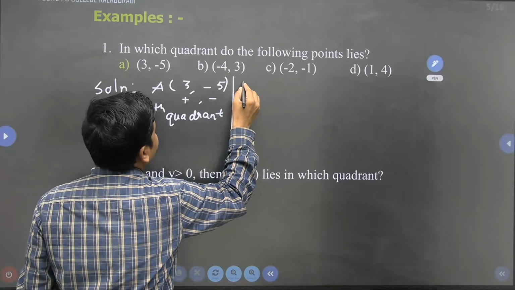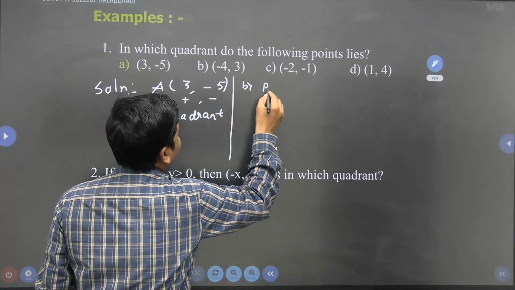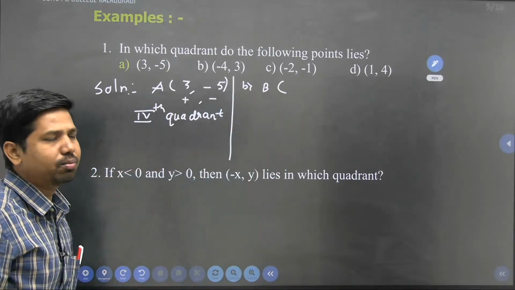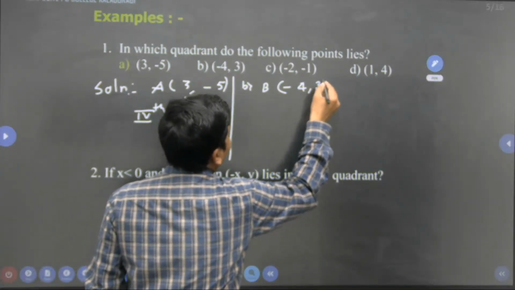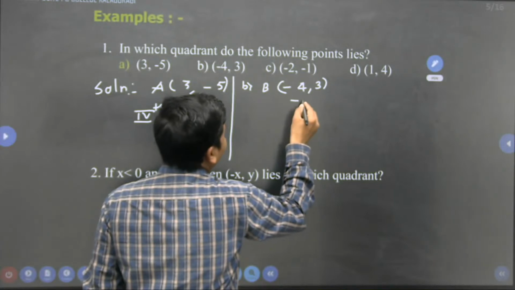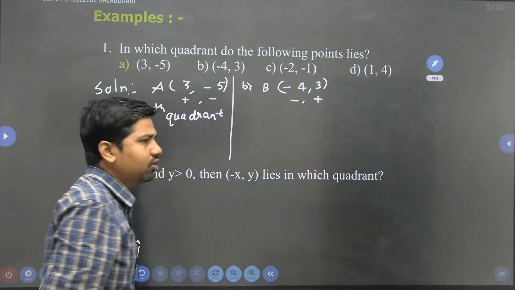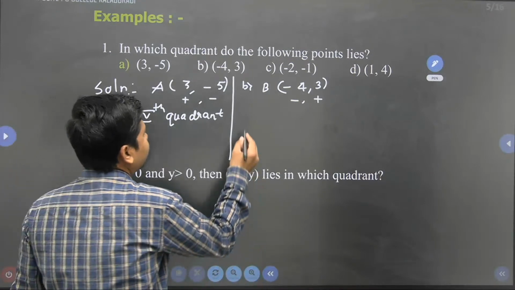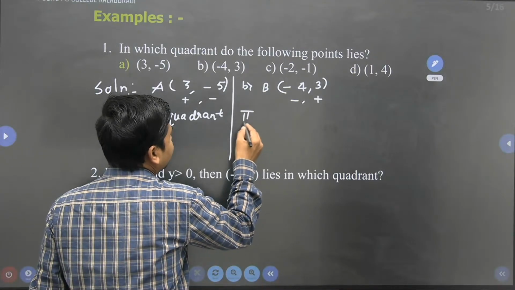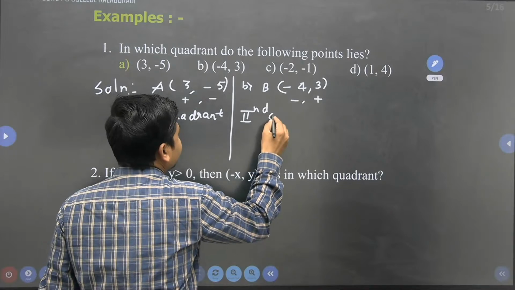Second, let us take the second point as B: minus 4 comma 3. Here x is negative and y is positive, which we observe in the second quadrant. So this point is present in the second quadrant.